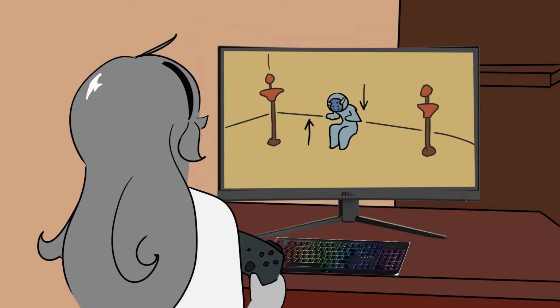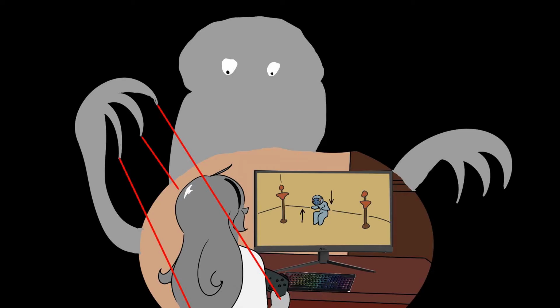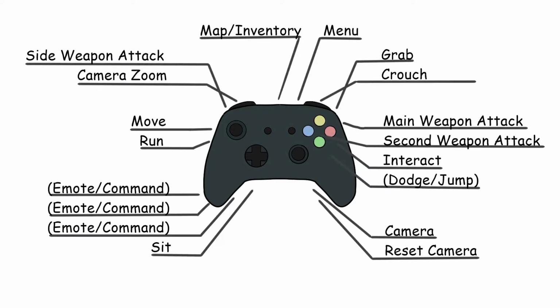Controlling a character in a game is like controlling a person's free will to get the results you want. That's dark. How do we do this? I need a way to input the commands. A controller. Then map out the commands.